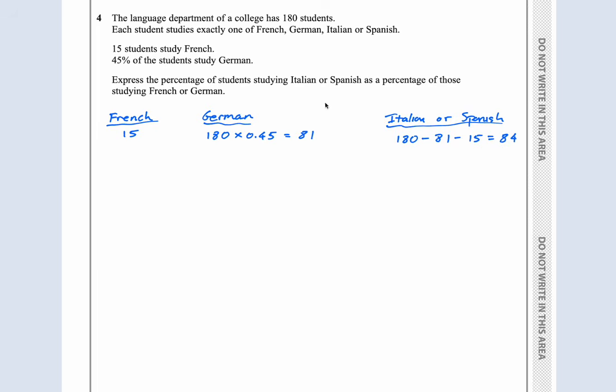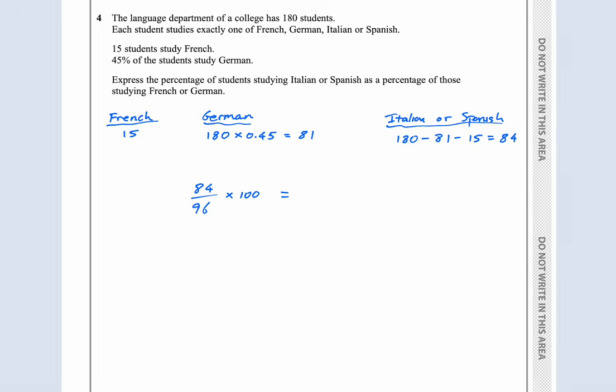Now he says the percentage of students who study Italian or Spanish as a percentage of those studying French or German. So that means we get this 84 out of 81 plus 15, which is 96, times 100. So that's what it means, guys, when he says the percentage of these students as a percentage of these students. It's the total of these divided by the total of these times 100.